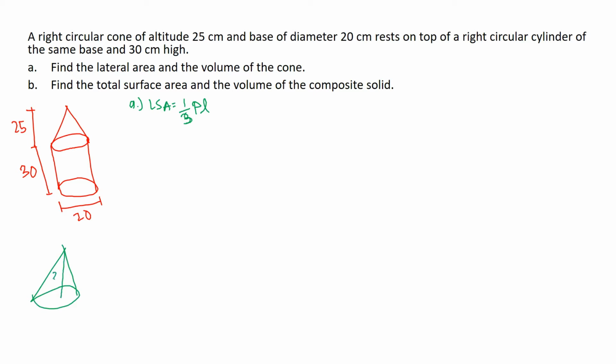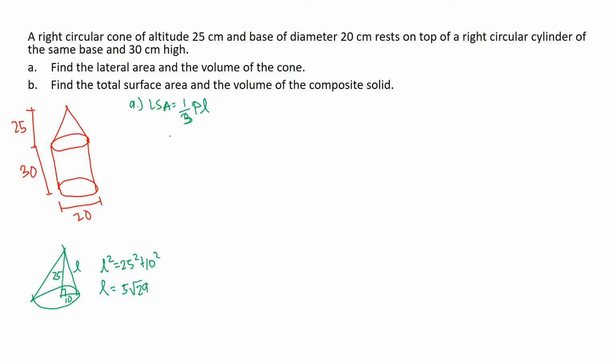Given ang height, di ba? 25. Kabalo ka sa radius being 10, 20 divided by 2. Imuhang slant height is kana. So, 90 degrees lang man ni siya. Pythagorean theorem lang ta. So, L squared is equal to 25 squared plus 10 squared. Pasolve ko, pila inyuhang slant height. Pila nakuha? Nakuha is 5 square root of 29. So, okay na ang slant height.